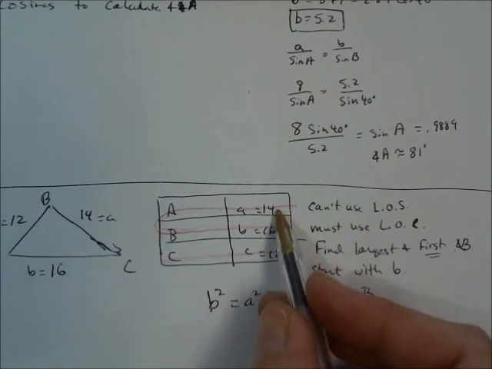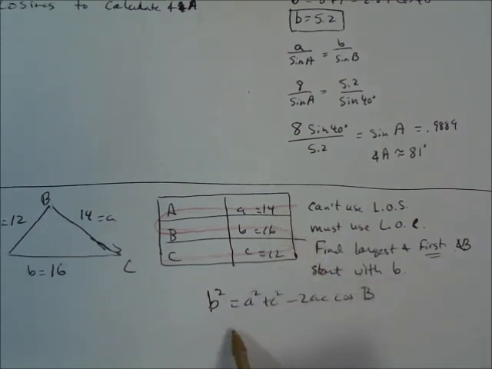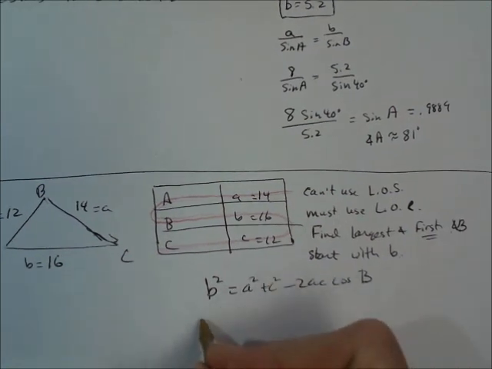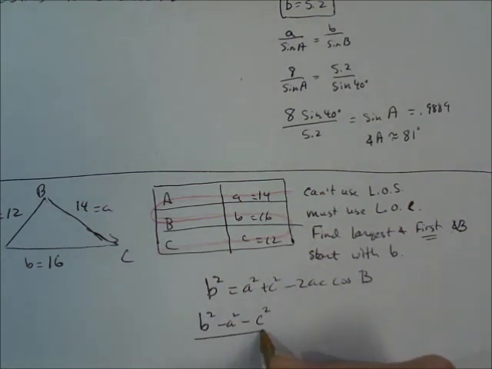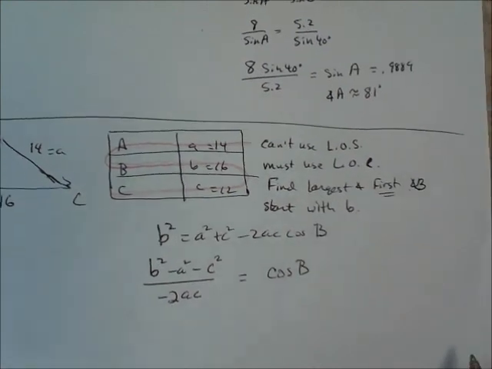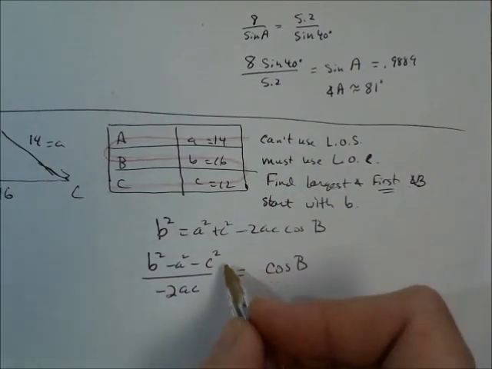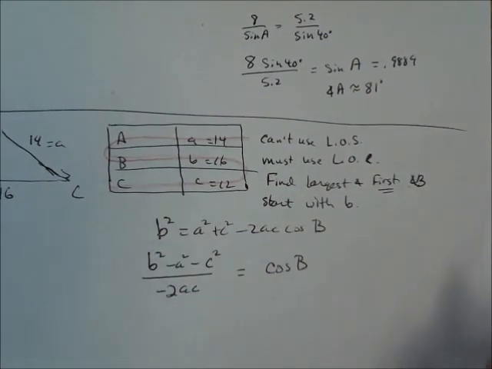So because we have side information, we're going to have to use the modified law of cosines formula, which means we're going to subtract a squared from this side, subtract c squared from this side, and divide both sides by negative 2ac, and that's going to be equal to our cosine of b. That's called the modified law of cosines, I call it. You're going to have to come up with that on your own.